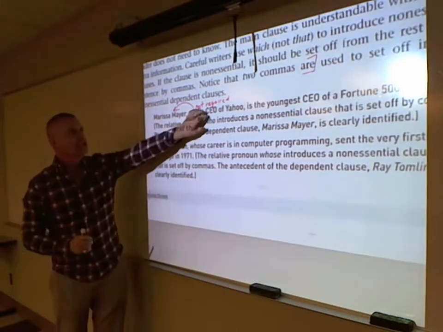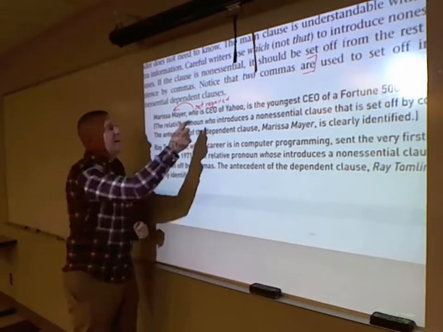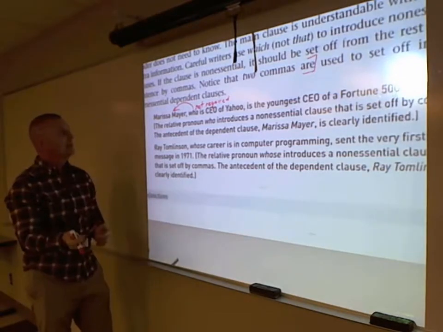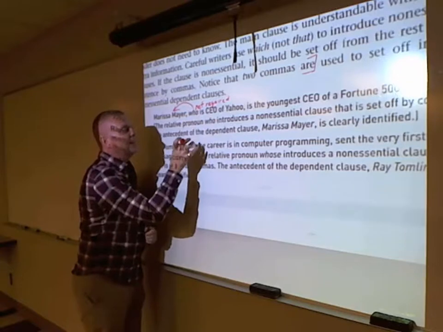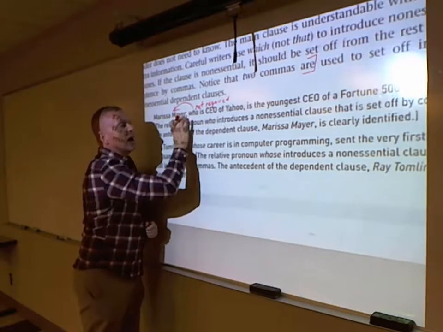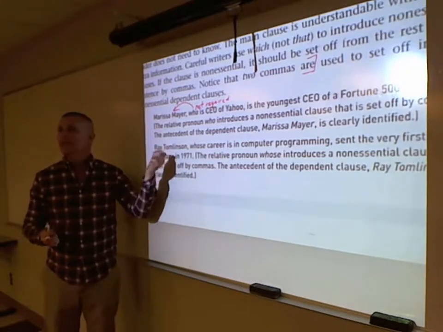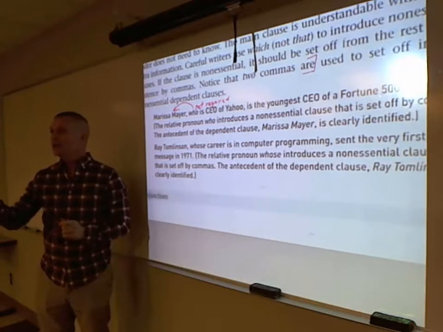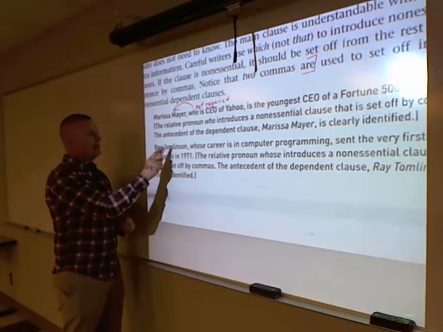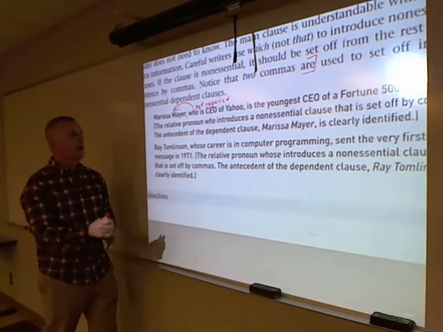I could leave it out and say Marissa Meyer is the youngest CEO of a Fortune 500 company. This part just augments it, so it parenthetically inserts this clause. Since it's not required to identify Marissa Meyer, use commas to offset it. Ray Tomlinson, if you get the point right here, you see usually if they include a person's name, then any clause that's used to refer to it is not required, so it must be offset with commas. So Ray Tomlinson, comma, whose career is in computer program, comma, sent the very first message in 1971. This clause is not needed to tell me who Ray Tomlinson is. It just supplements it, so it's parenthetically inserted, if you will, and that's why commas are needed.